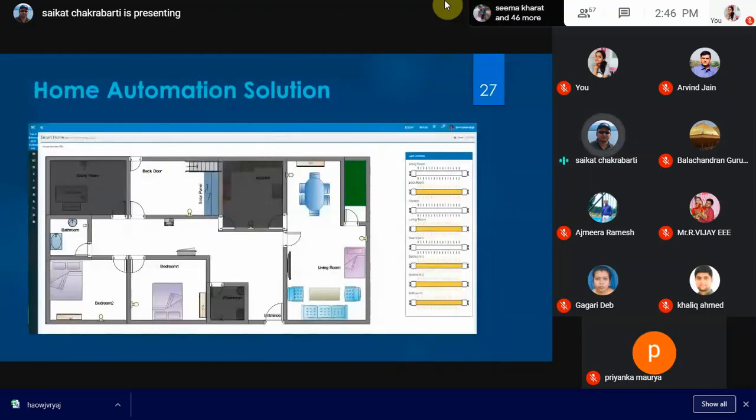This is one app for a home automation solution. You can actually drag these things to reduce or increase the brightness of light, etc. You can also use voice interactive devices like Alexa and integrate that with the home automation system and so on.